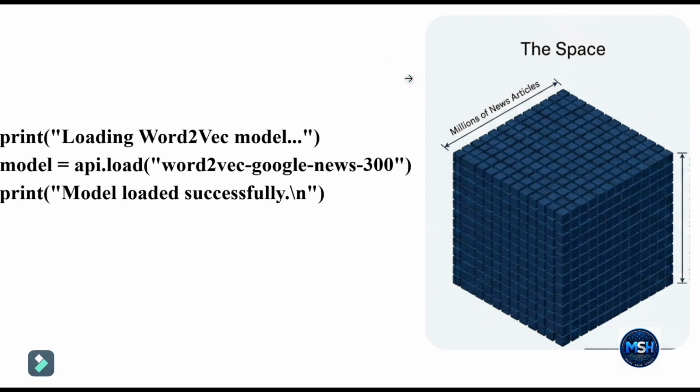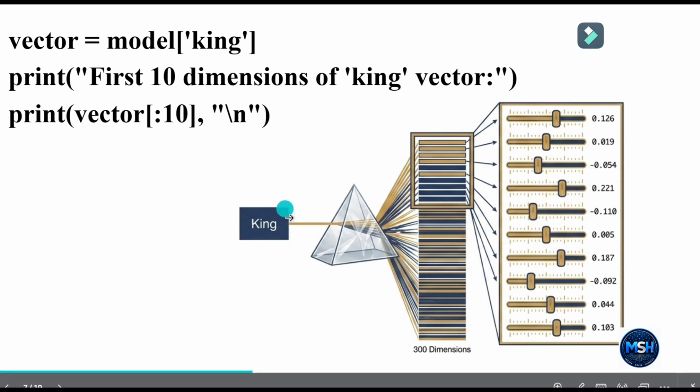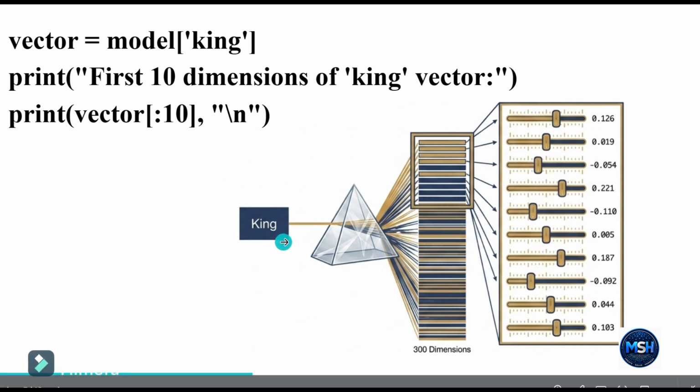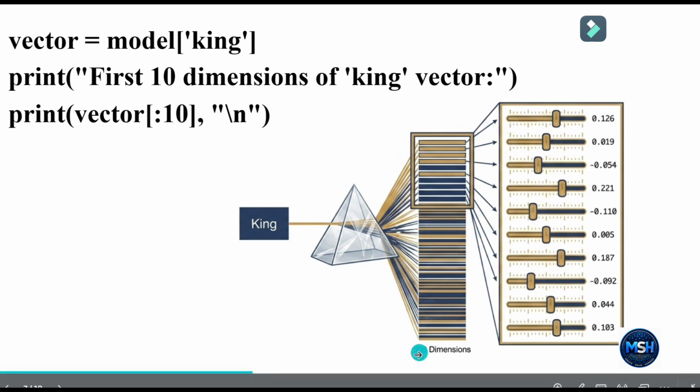Next, after loading the module, we can perform vector operations. We consider a variable called vector. Vector is equal to module['king'], and king is a word. If the computer doesn't understand what king is, we convert king into a vector form. Each word, such as king, is converted into a 300-dimension vector. As we can see in the diagram, king is a word.